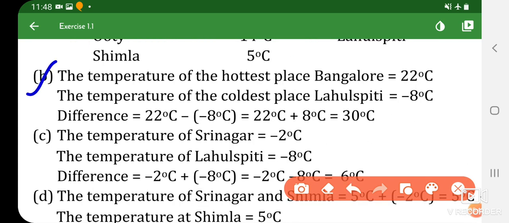Okay, so the answer would be the temperature of the hottest place, that means we can see on the number line 22 degrees Celsius, and the temperature of the coldest place, that means Lahul Spiti, -8 degrees Celsius. And the difference, that means 22 degrees minus -8 degrees Celsius.